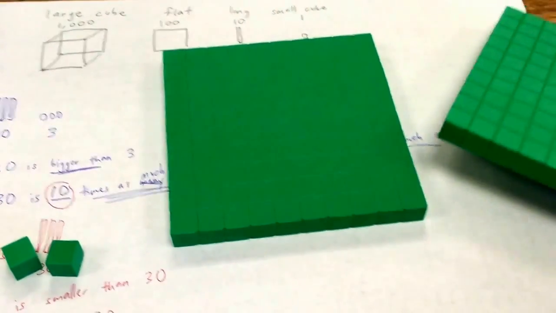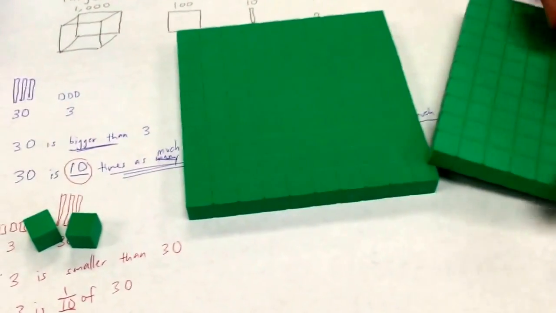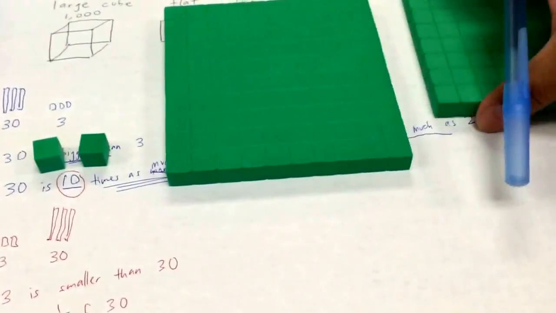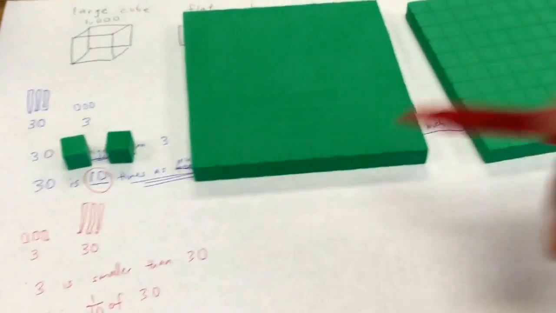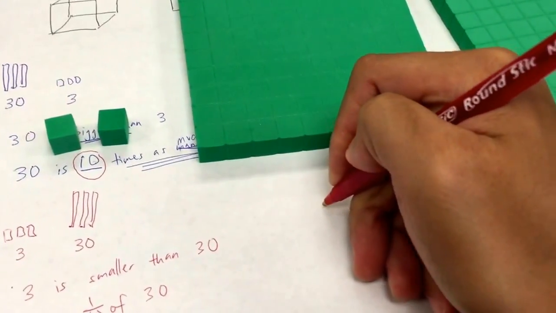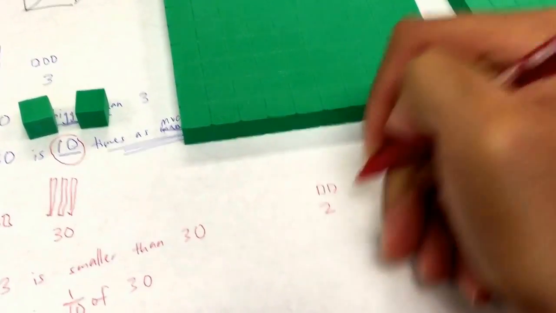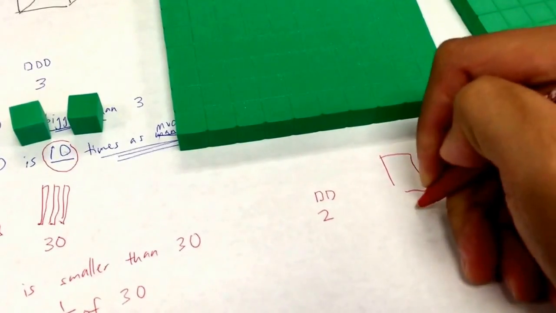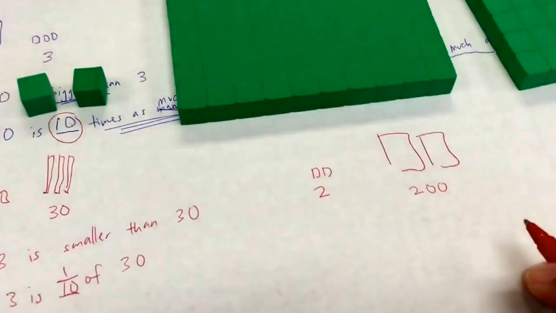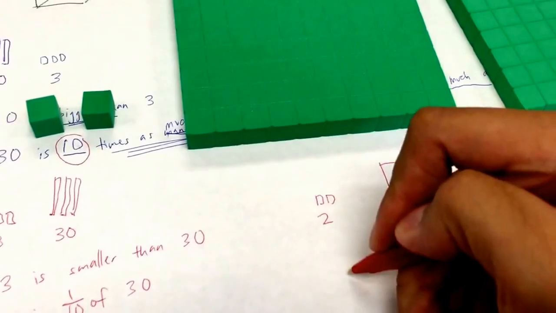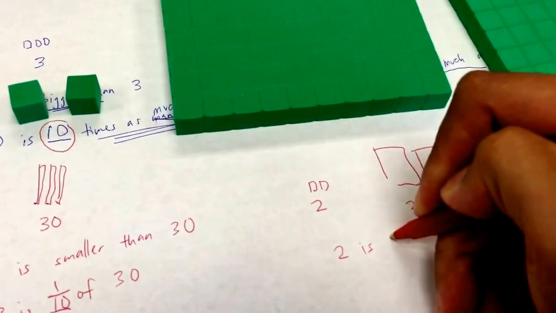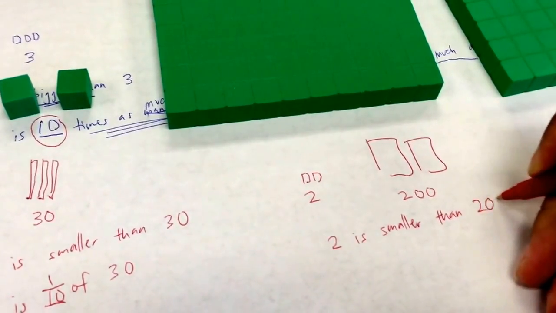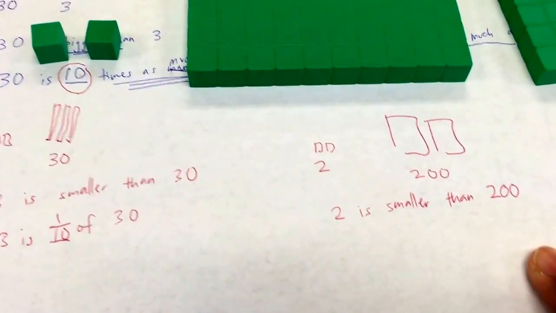So now you can see I switched it. So for this one, we're going to be using fractions. We're going to be starting with a smaller quantity, 2, and we're going to be comparing it to 200. We know that 2 is smaller than 200. Now here's where it gets tricky.